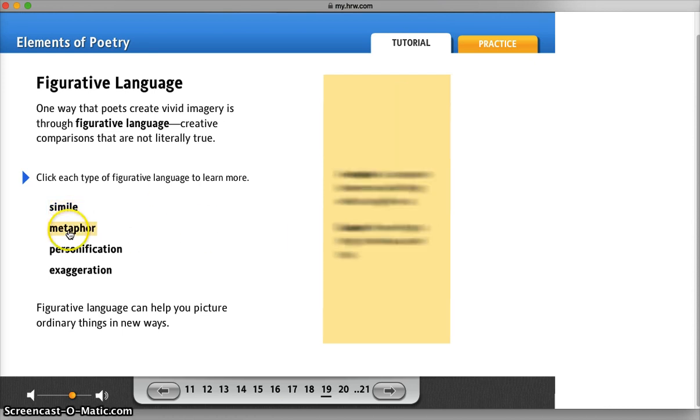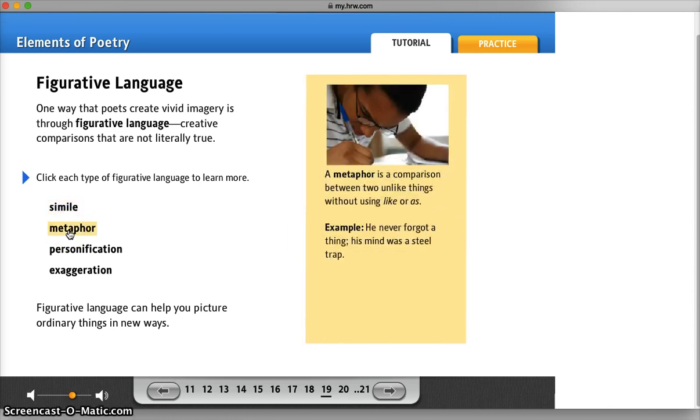A metaphor is similar in that it still compares two unlike things. However, it does not use the words like or as. He never forgot a thing. His mind was a steel trap. Metaphors can be hard to identify because it just says his mind was a steel trap. Well, nobody's mind really is. This writer is comparing a person's mind to a steel trap because both are quick and sharp. And it did not use like or as, so that makes it a metaphor.